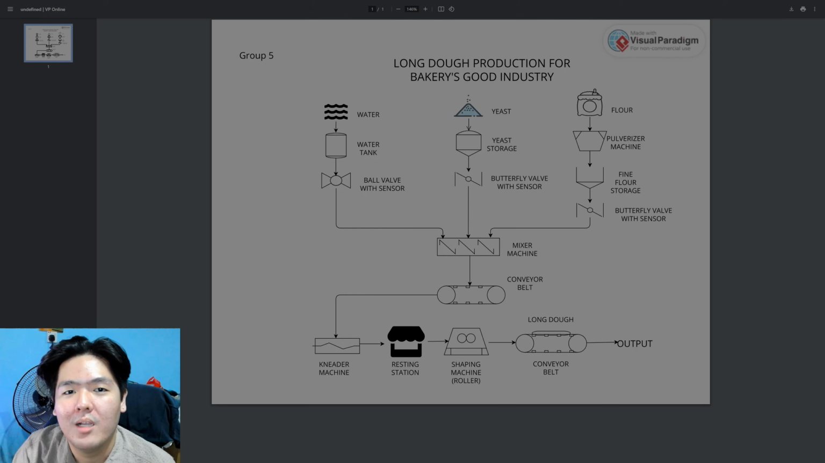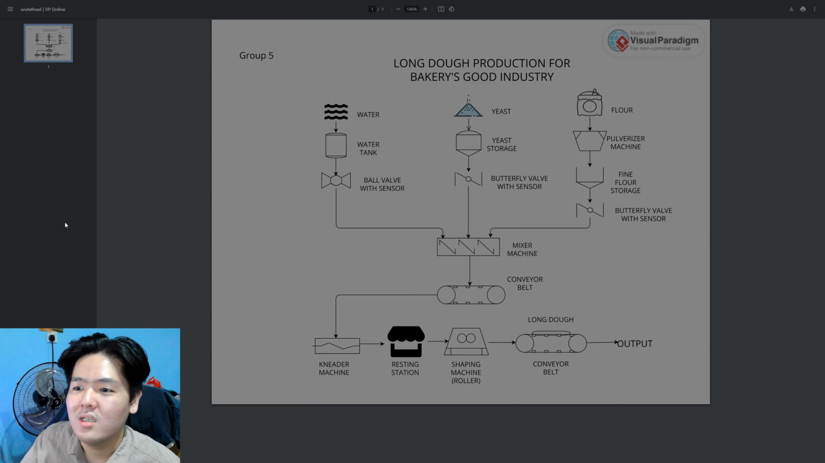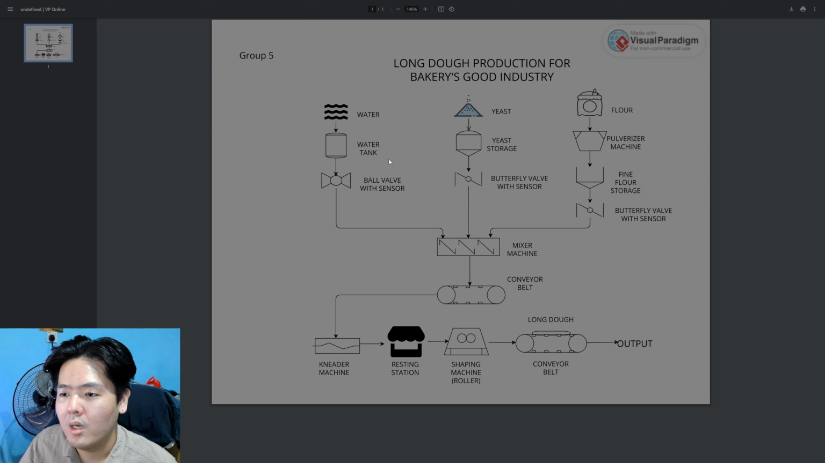Hello there everyone, my name is Darren and today I'll be presenting my group's project assignment for our subject, which is the long dough production for bakeries good industry. So this is basically and roughly our PFD, which is the process flow diagram for our project.